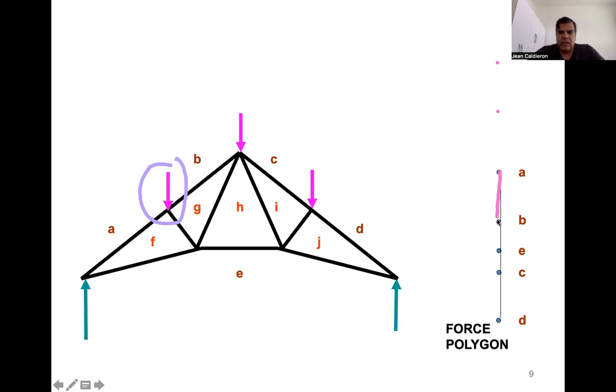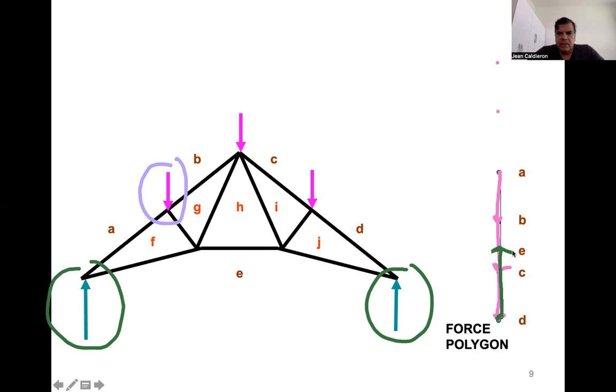I took a vector AB. After that I make a vector BC going down, another vector CD going down, and after that I have two reactions, and the reactions are as follows. DE, starting at D and we go to E. And the next one is EA, starting in E, going to A. Equilibrium of forces. Everything in a line.